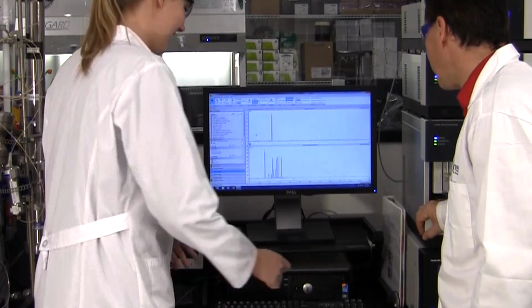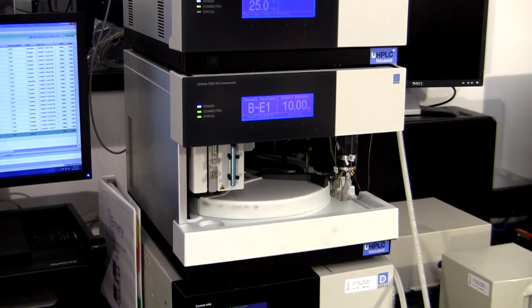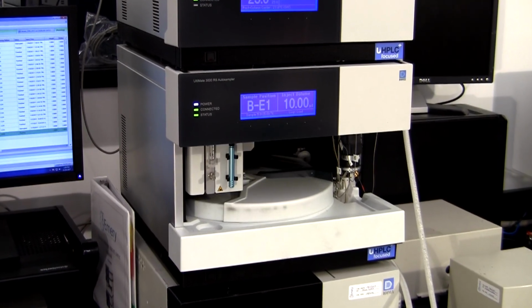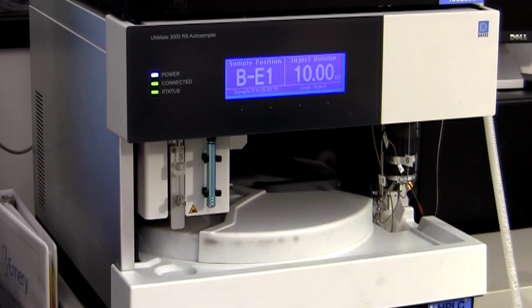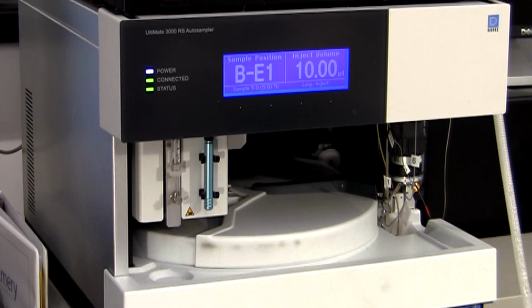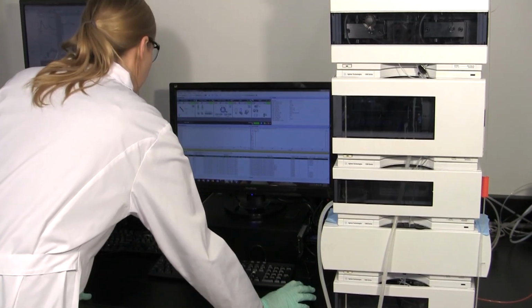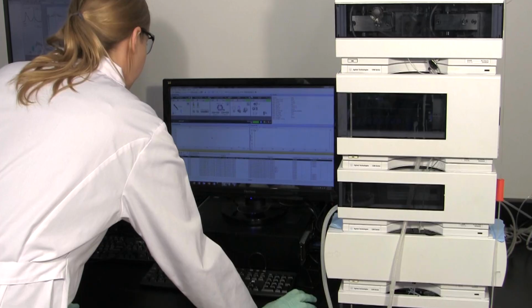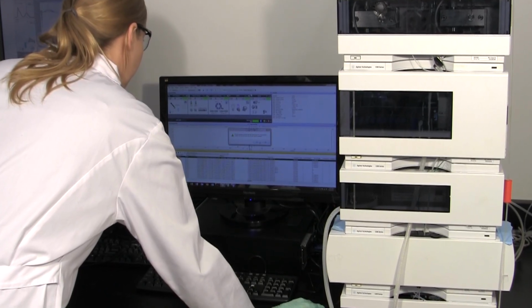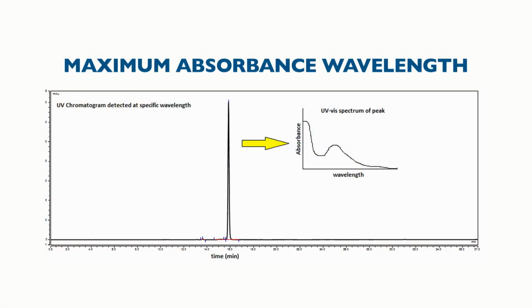At Emery Pharma, we develop HPLC methods with a range of detectors. For compounds that absorb UV light, HPLC with UV detection is a great choice for sensitive and accurate quantitation. We can measure the target compound's UV-Vis spectrum with a spectrophotometer to determine the maximum absorbance wavelength. This wavelength can be used to detect the compound in the sample.